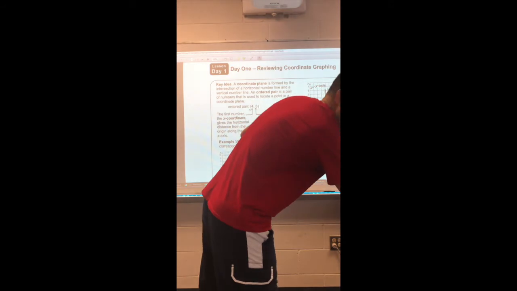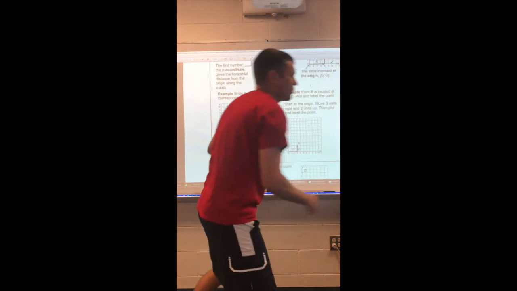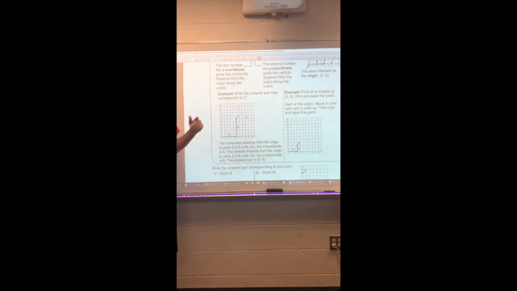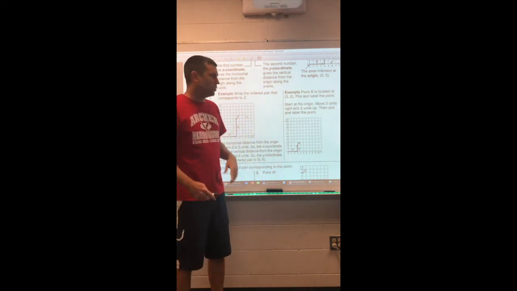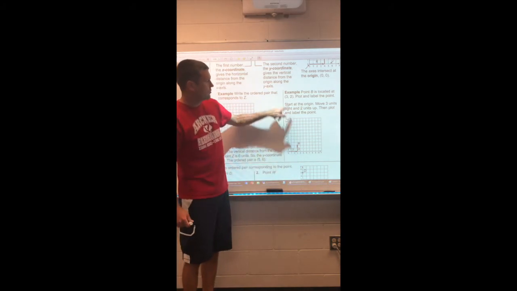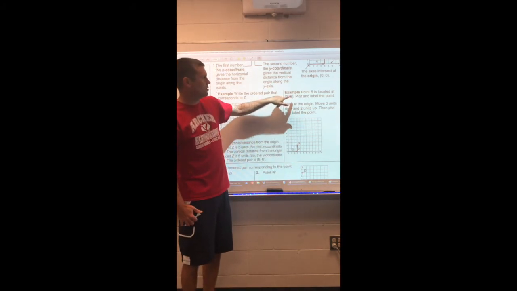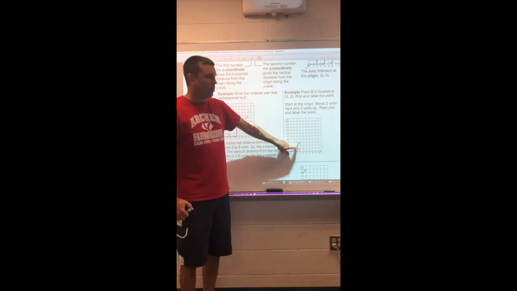Okay? And then it gives you some examples at the top. It says write an ordered pair that goes with Z. So we know to get to Z, and they show you here, you have to go 5 over and 6 up. So 5, 6. Same thing for point B. It says it's located at 3, 2, plot and label it. So you go 3 over, first coordinate is x, 2 up, second coordinate, and then you label point B.